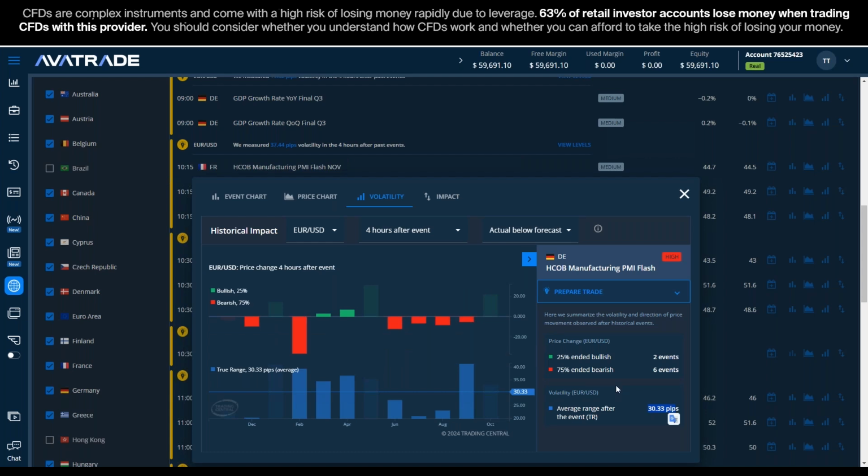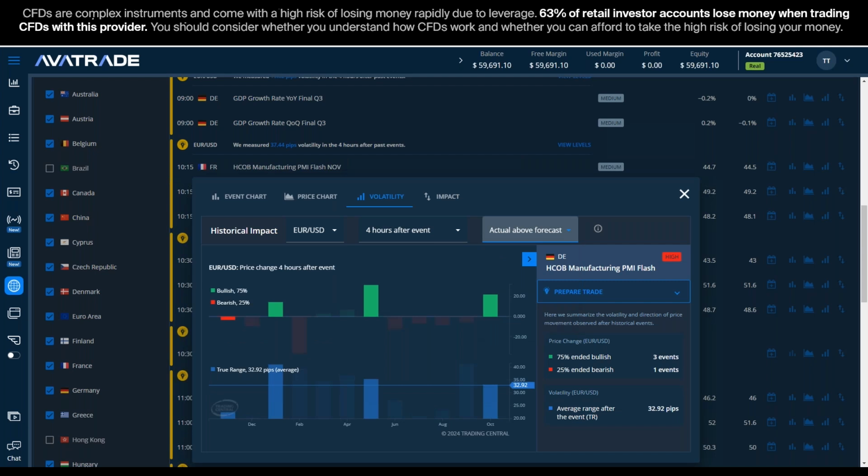So this tells you that there's for sure a relationship around this announcement. At least the statistics show a high probability that there's a relationship with this announcement and the movement. 75% of the time down if it comes in below forecast. If it comes in above forecast, the exact opposite. 75% of the time it went up.